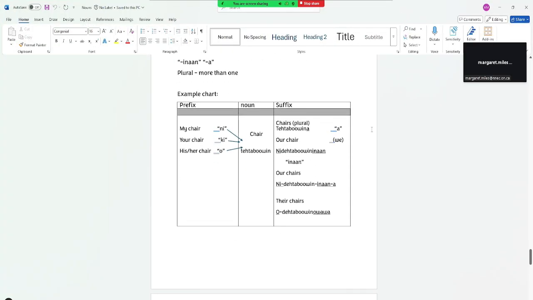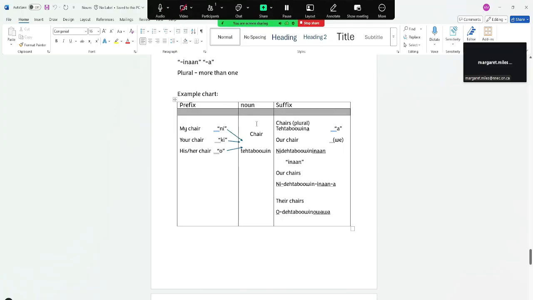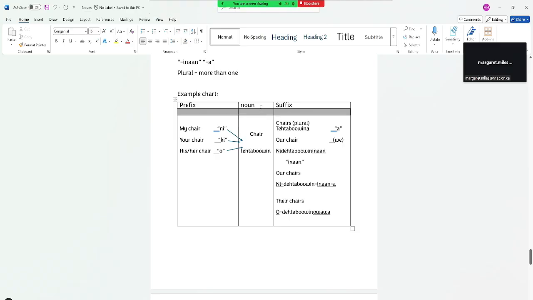In this example chart, here on the left-hand side, it says my chair, your chair, his and her chair. So for my chair, we would say ni for my, ki for your, and u for his or her chair. Here in the middle of the chart, noun, chair, dehtaboin.